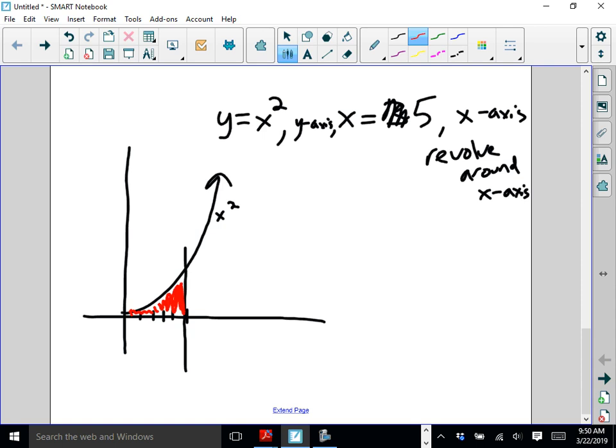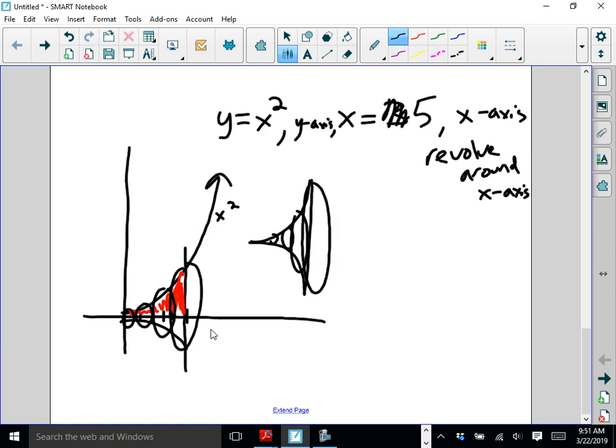So again, I'm taking this thing and I'm revolving it around the x-axis. This shape is going to look like some kind of horn. Sorry, I have a hard time drawing three dimensions. Or maybe like a Hershey Kiss. It's going to kind of look like a Hershey Kiss, if you can visualize that. So again, I want to find the volume of the region bounded, revolved around the x-axis.